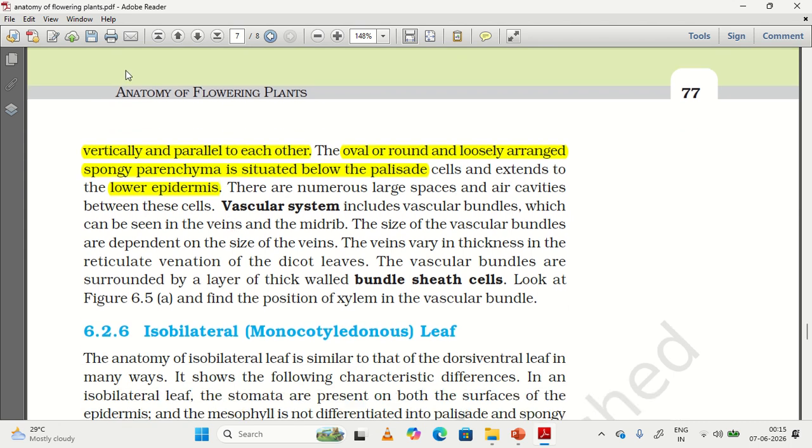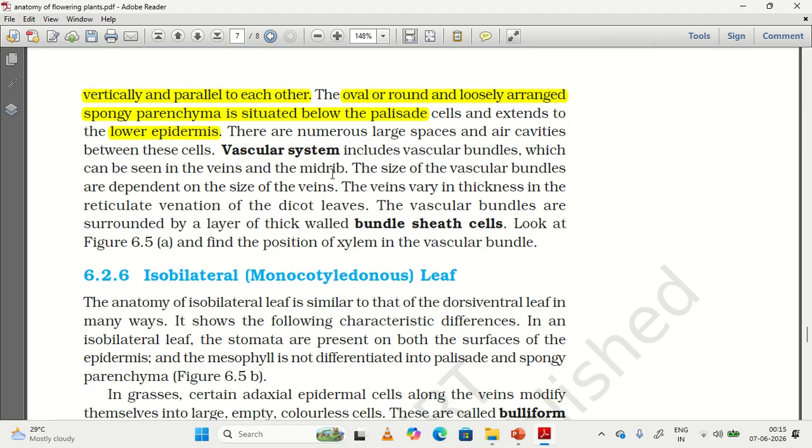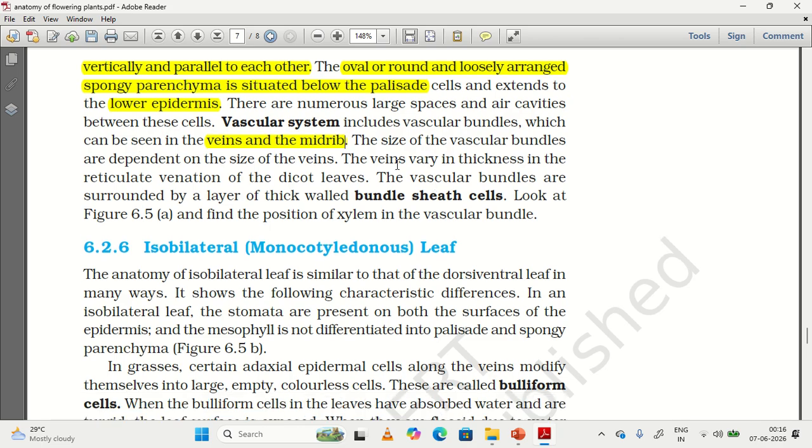Next component we have is the vascular system. The vascular system can be seen in the veins and the midrib of the leaf. The size of the vascular bundle is dependent on the size of the veins. The veins' thickness varies. This is the reticulate venation of the dicot leaves.